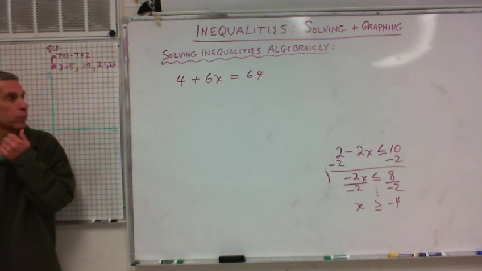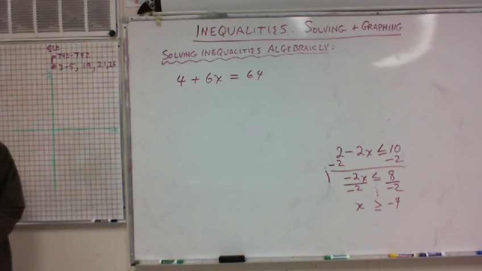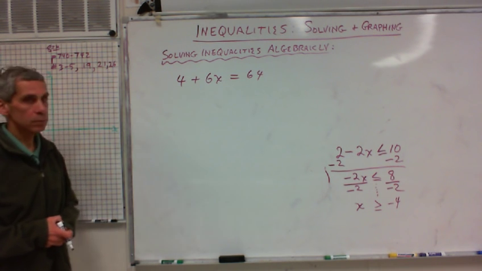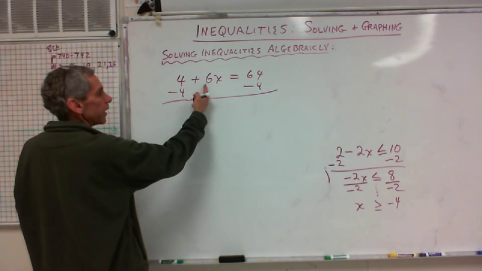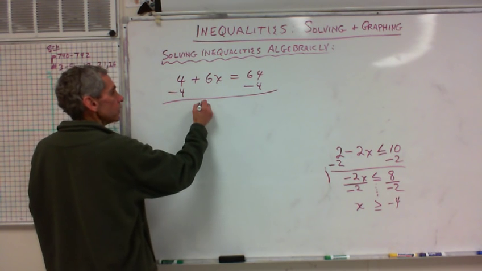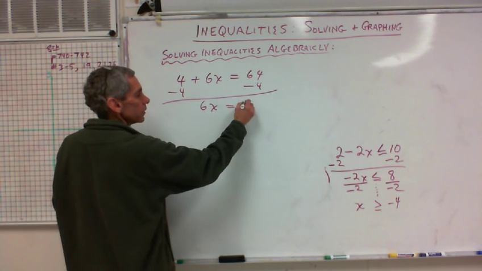Okay, 4 plus 6x is less than or equal to 64. Subtract 4 from both sides, because I want my x's isolated, all by themselves. That gives me 6x is equal to 60.